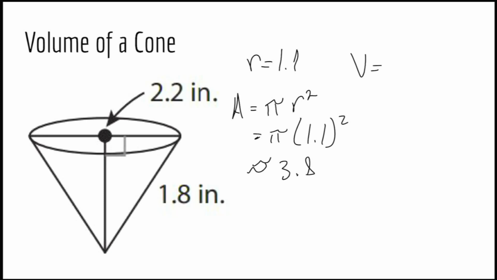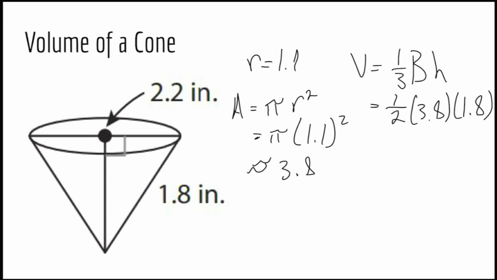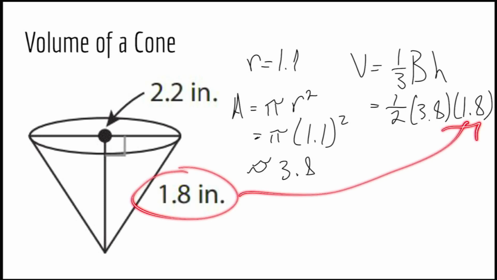Now we're going to plug that into our volume formula. We're going to have volume is equal to 1/3 of the area of the base times the height. We just figured out that the area of my base was 3.8. And we also know that the height is 1.8, because they gave it to us. I got that number from right here. I'm just plugging it in.